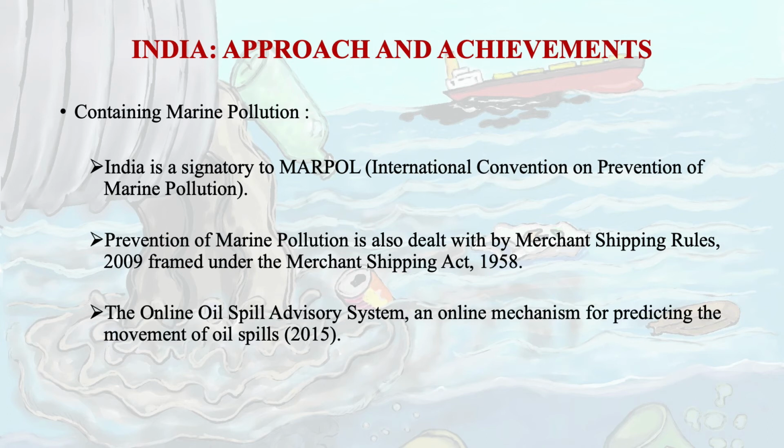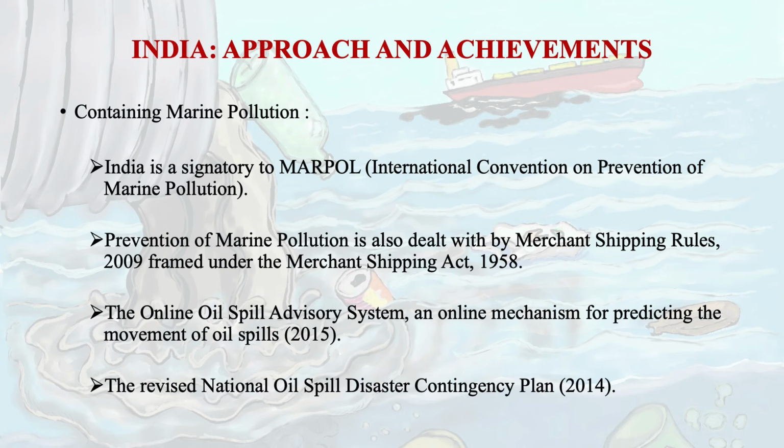Then we have the Online Oil Spill Advisory System, an online mechanism for predicting the movement of oil spills, launched in 2015. Besides all these, we have the revised National Oil Spill Disaster Contingency Plan 2014, which reflects the necessary national regulation as well as current international norms and is implemented to combat oil pollution in various maritime zones. This is our approach in containing marine pollution, and we are going very well in this direction.